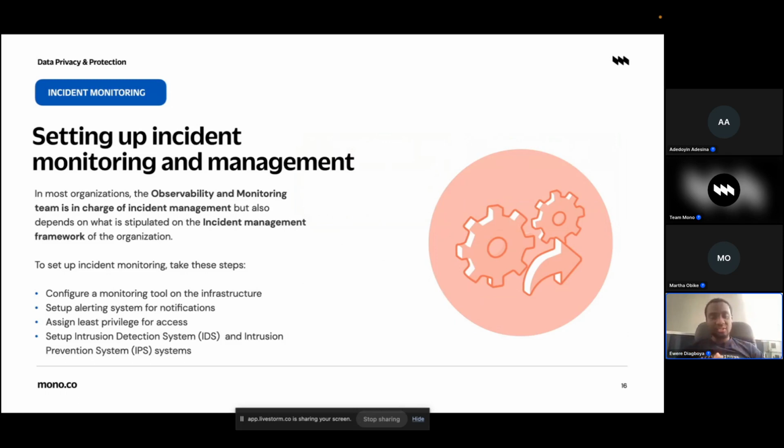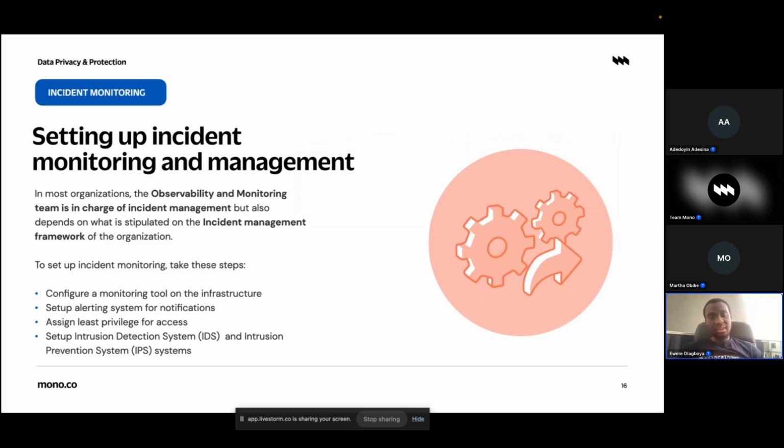In most organizations, the observability team is in charge of incident management, but it also depends on what is stipulated in the incident management framework of the organization. Not every organization has a structured observability team, so it depends on what the incident management framework within the organization defines. It could be the infrastructure team, it could be what some people call the DevOps team, it could be any form of team, but there has to be a team or an individual that is in charge of that incident process and incident implementation.